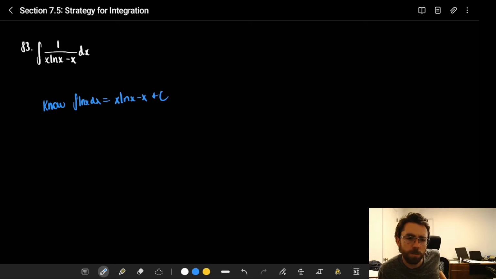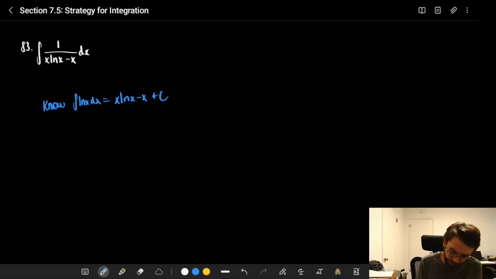So, if I'm trying to go backwards, 1 over that. Well, how do we get 1 over that? Probably a log, right? Like, derivative of log is 1 over something. So, do I try log of one of those things? Let's make guesses. Right? Let's make some big guesses.